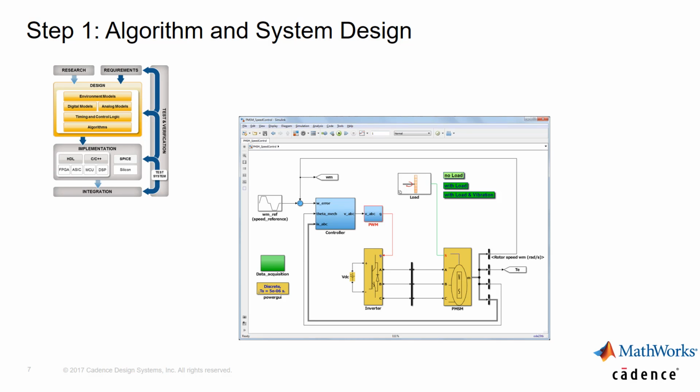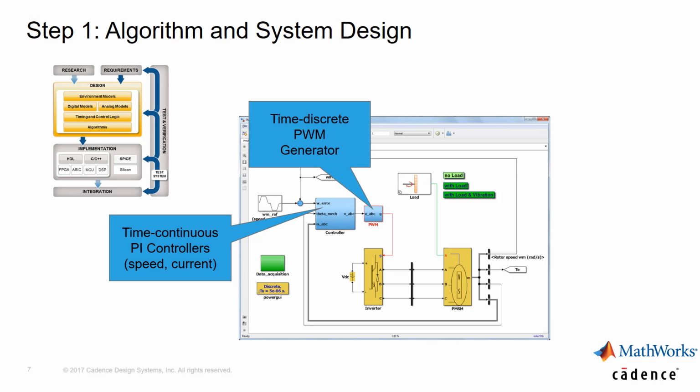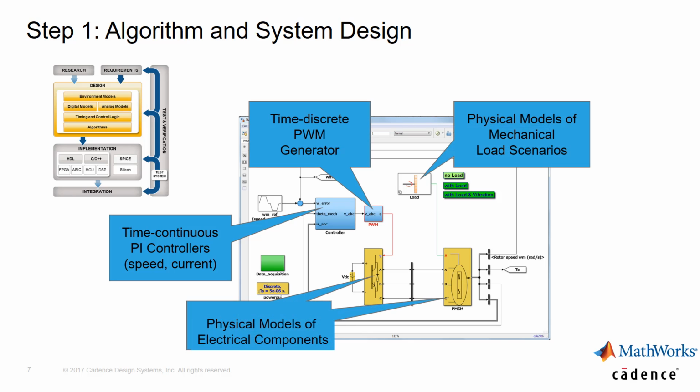In this example, we have a Simulink design which is an example of a motor control system. It has both continuous time and discrete time components, physical and electrical domain models, as well as environmental models that allow us to make trade-offs on performance of loading effects.